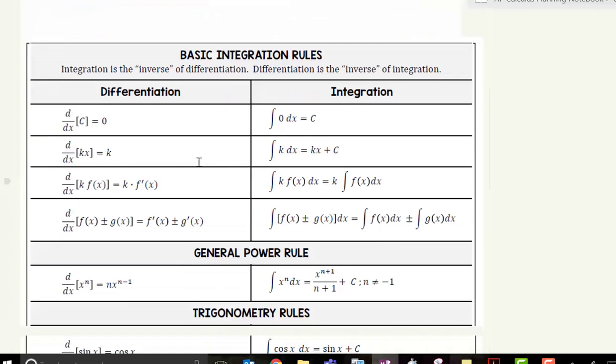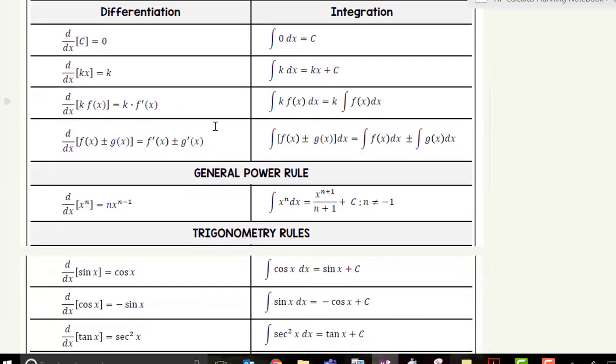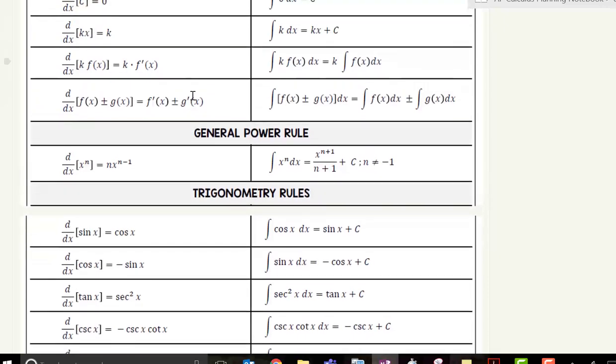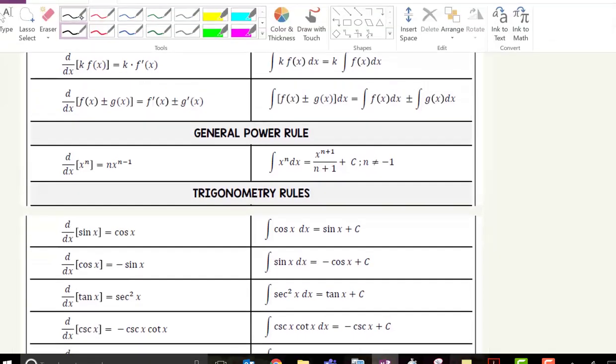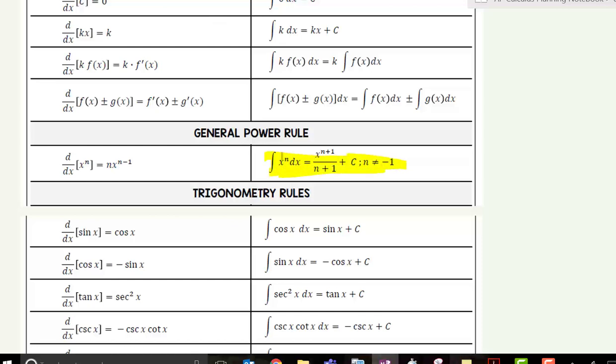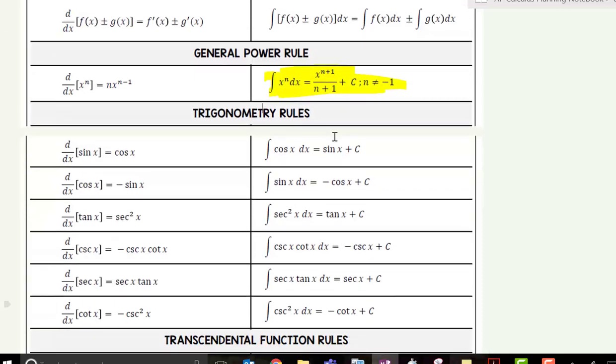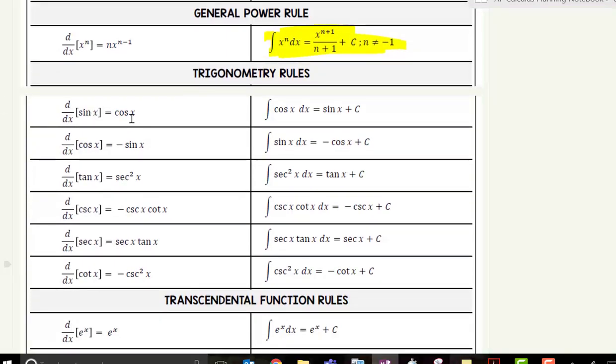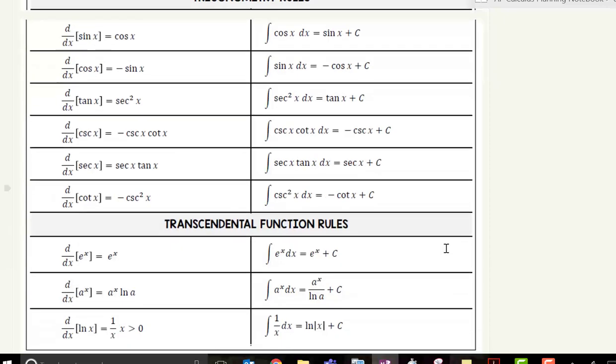These are in your notes. Write them down at a later time. But note that all these rules, here's what we're going to mainly be working with today, this general power rule. And for trigonometry, it's going to be very similar to if you memorized all your derivatives, your integrals are easy. You just work backwards, right? So if the derivative of sine is cosine, the integral of cosine is sine. If the derivative of cosine is negative sine, the integral of sine is negative cosine, right? Very similar.